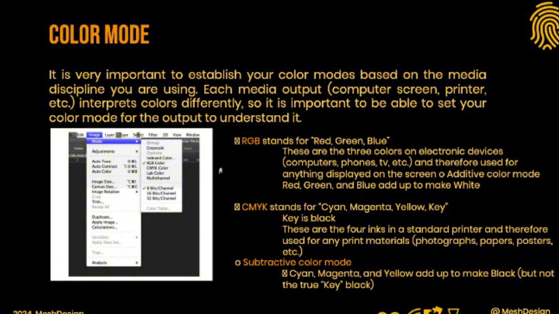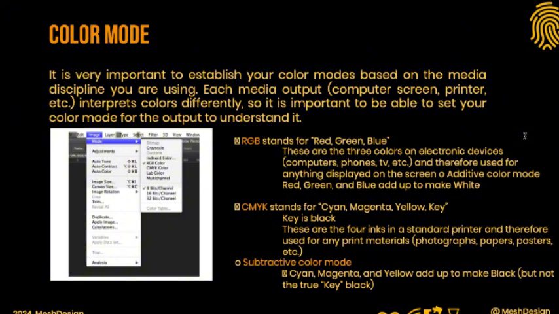As we know, we use RGB, red, green, blue, for digital media, for online or electronic devices, and we use CMYK for printing. So if you understand that you are printing a particular work you are doing in Photoshop, you set the color mode. You can set it before you are done with the work or after you are done with the work.